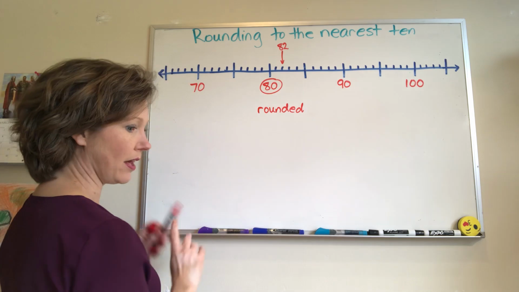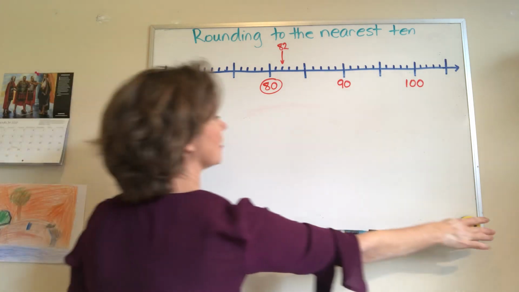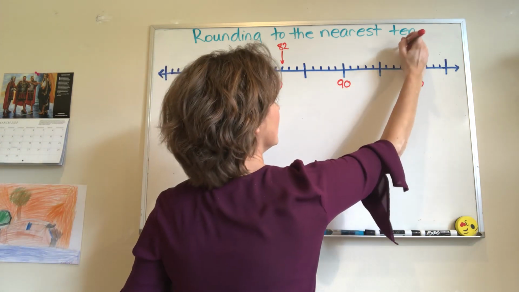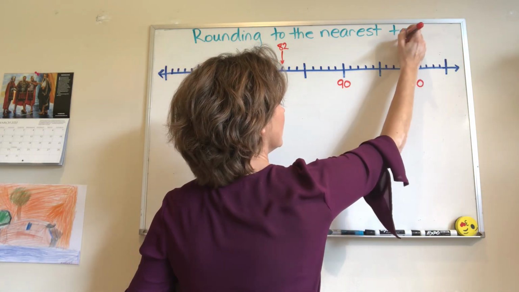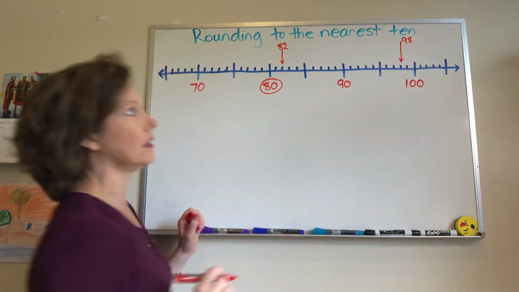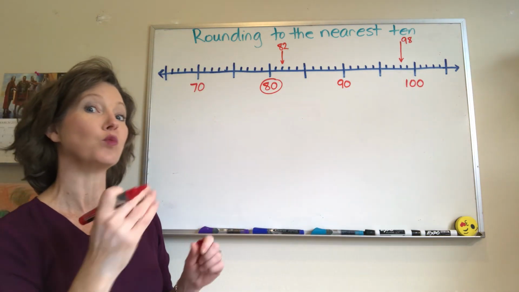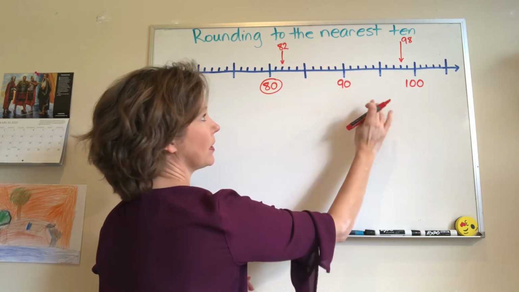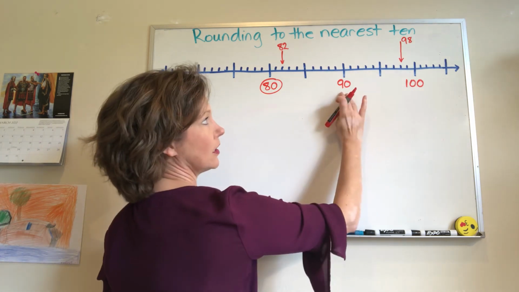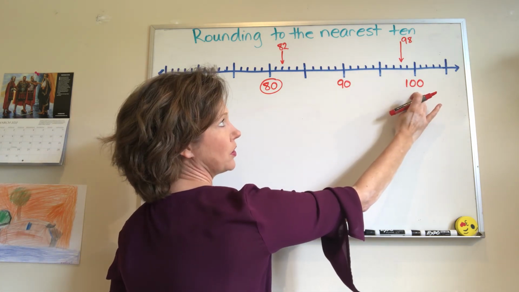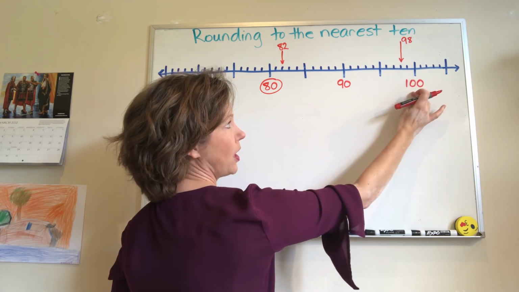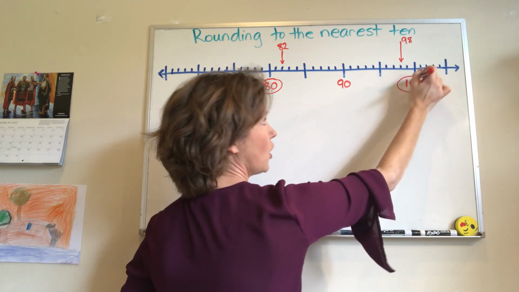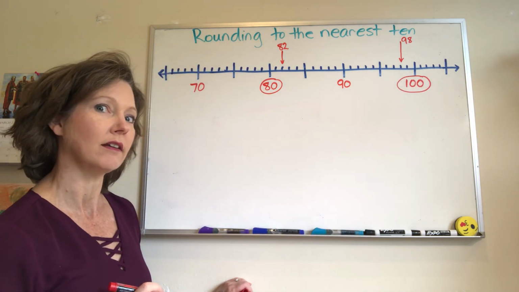All right, so what if we had a number that was 98? What would 98 be when rounded to the nearest 10? When I say rounded to the nearest 10, I'm going to go either up or down to the closest 10 based on where it's closer to. Well, 98 is closer to 100 than it is to 90. So 98 becomes 100 when rounded to the nearest 10.